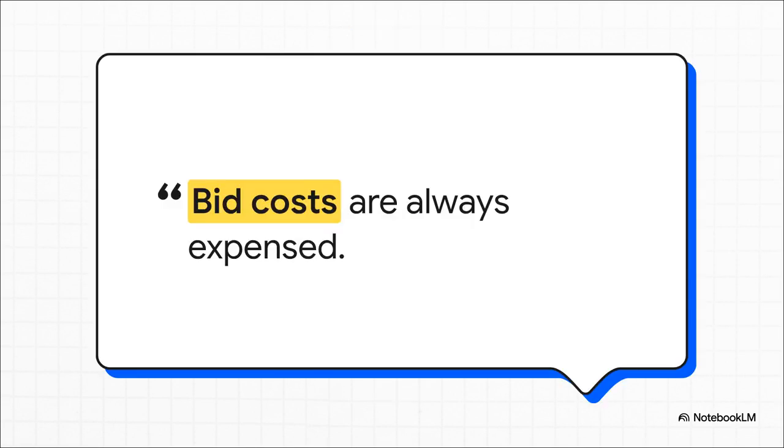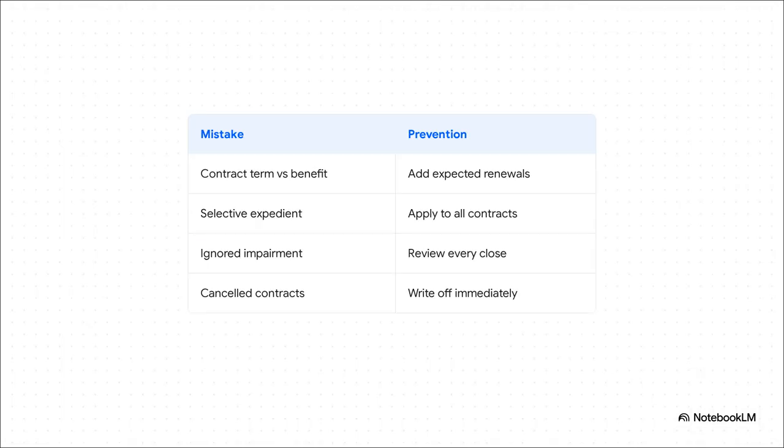Well, if you take away just one absolute non-negotiable rule from this entire explainer, please make it this: bid costs are always expensed. No exceptions. The absolute most common error teams make is capitalizing non-incremental costs, things like proposal drafting or travel expenses for a sales pitch. Remember the golden rule here. If the cost would have been incurred even if the contract was ultimately lost, it is not incremental. It completely fails the test. You have to expense it immediately. Let's look at the cause and effect of a few other major mistakes.